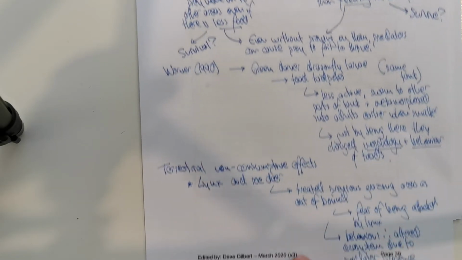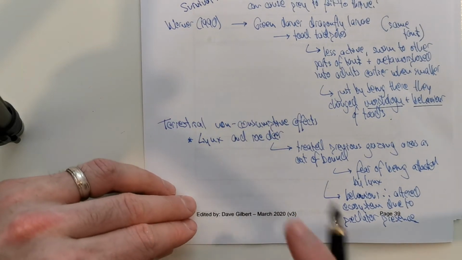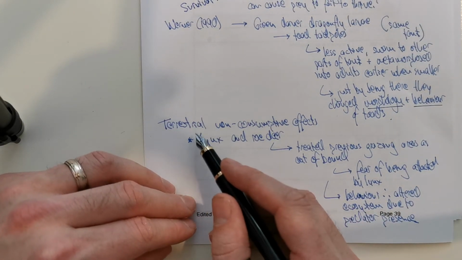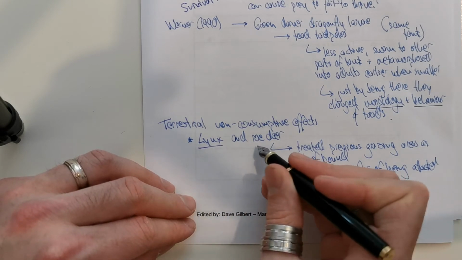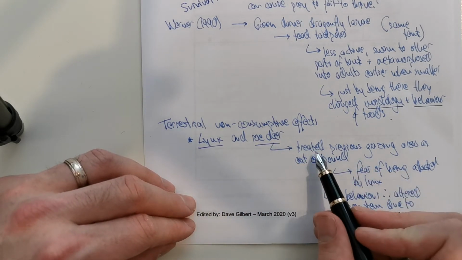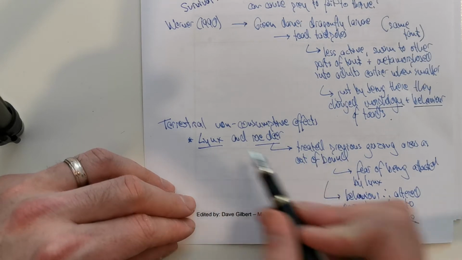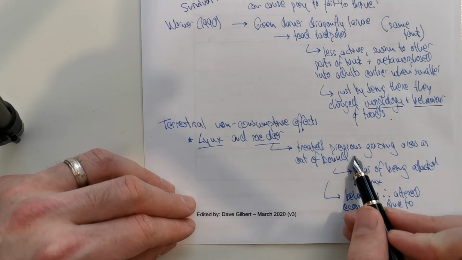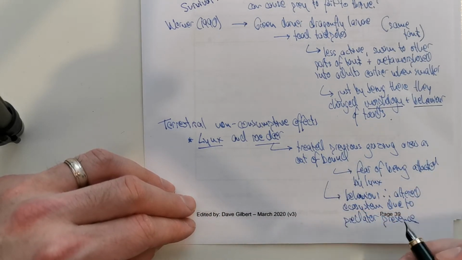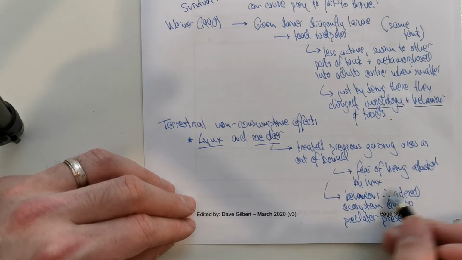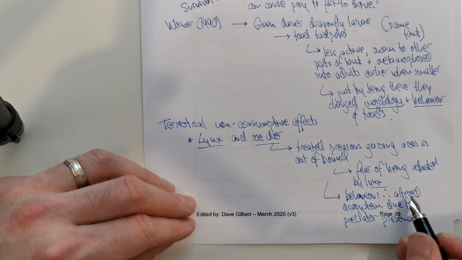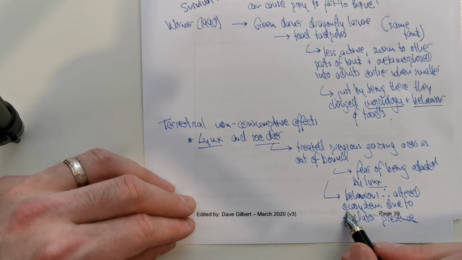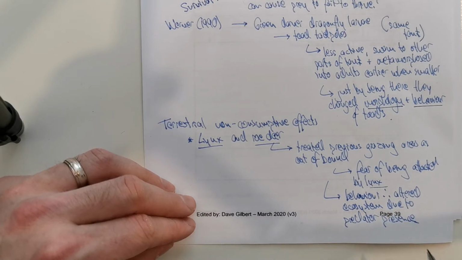And then there's also another example that's worth thinking about, and this is called terrestrial non-consumptive effects. This is a relationship between lynx, big cats, and roe deer. And the roe deer, in the environment where the lynx were, treated previous grazing areas as being out of bounds because they feared being attacked by the lynx. And therefore their behaviour had also altered the ecosystem just due to the predator being present.